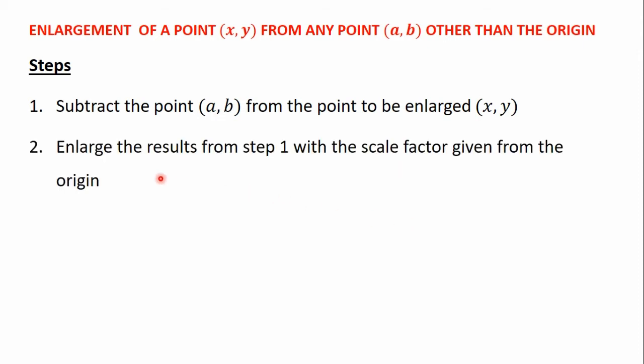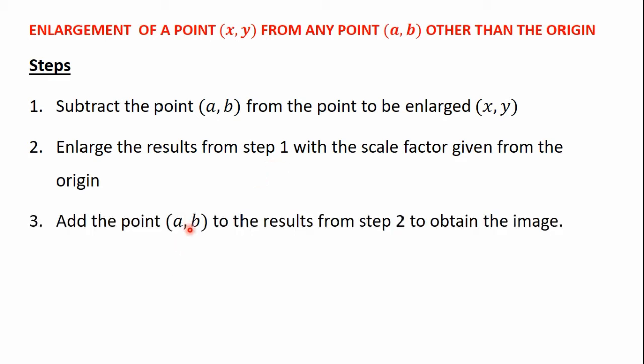Then after that, you enlarge the result from step 1 with the scale factor given from the origin. So after you have subtracted AB, the result that you have, you are going to enlarge it from the origin using the scale factor given to you. Then after that, you add AB, which is the center of enlargement, to the result you had in step 2 to get the image. So it's kind of the same thing as we were doing when we were rotating a point about another point other than the origin. It follows the same steps.